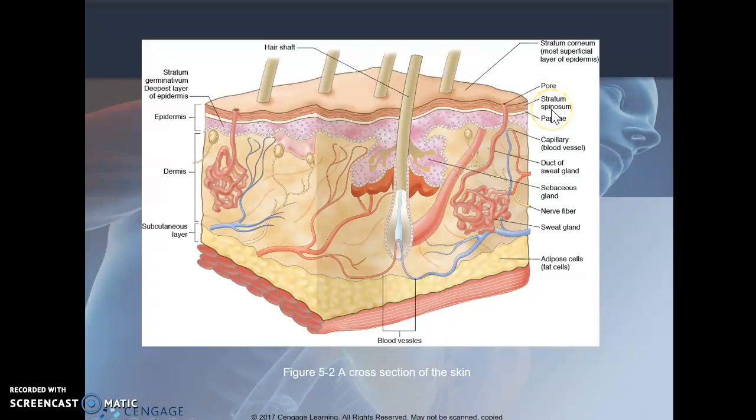The stratum spinosum. Again, I'm probably pronouncing these incorrectly, I apologize. It's about 8 to 10 cell layers thick. It contains the melanocytes and keratinocytes. When you see them under the microscope, the cells are layered looking and prickly. Spinosum means spine, little spine.